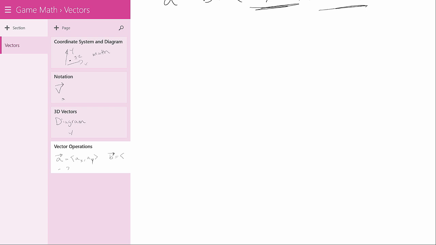Now, if you want to multiply a vector by some scalar value, and this will come into play when we update our position because we use the elapsed game time as seconds. Some scalar times some vector is going to be some scalar times that vector's x component, some scalar times that vector's y component. So the scalar times the vector is equal to the scalar times each component.